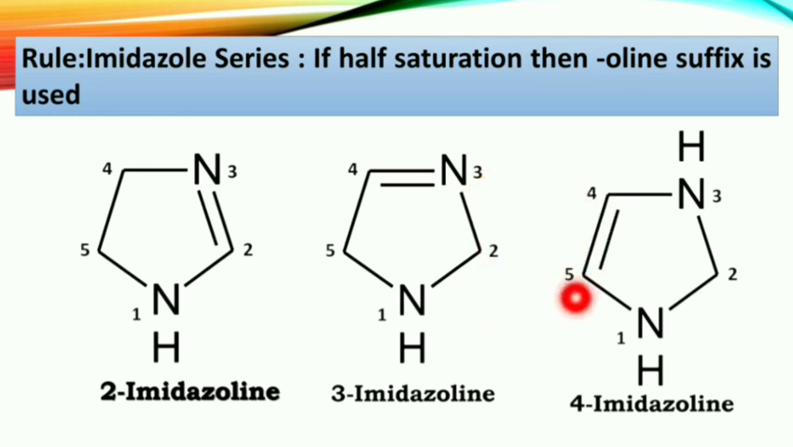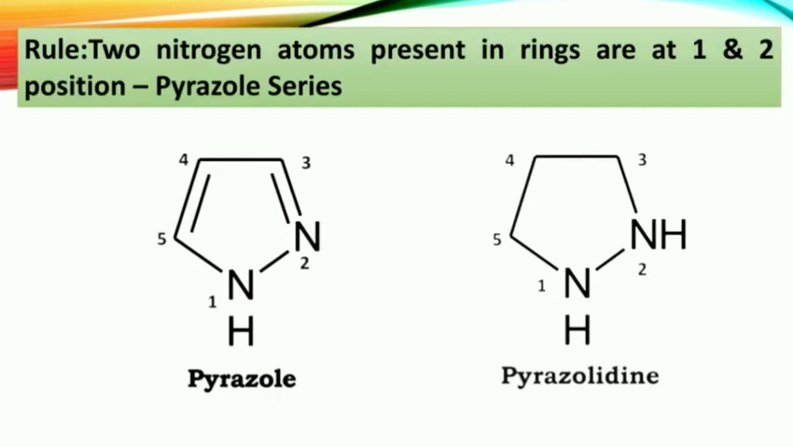Okay, in this third structure, you can see the half saturation on position number 4. From 4 to 5 we have a double bond, so the saturation is at the 4th position. So the name for the structure is 4-imidazoline. Don't be confused by the structure. Just remember where the saturation is, and that it is half saturation. So remember this rule: if half saturation is present in the structure, you use "oline" as the suffix for the imidazole series.